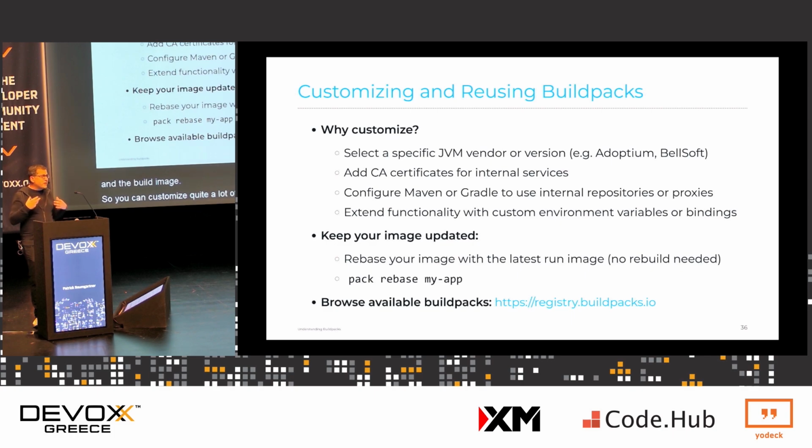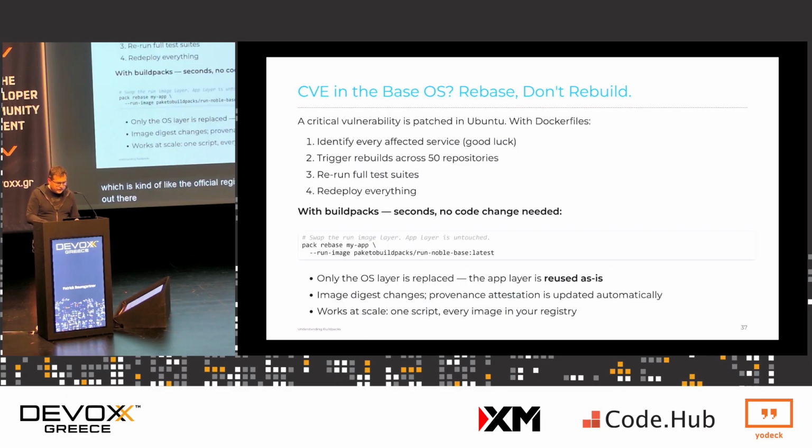If you want to, for example, add your own certificates or add some license checks and so on, you could easily write your own buildpacks. There is a registry, which is kind of the official registry to see all available buildpacks. There are hundreds out there for different vendors as well.